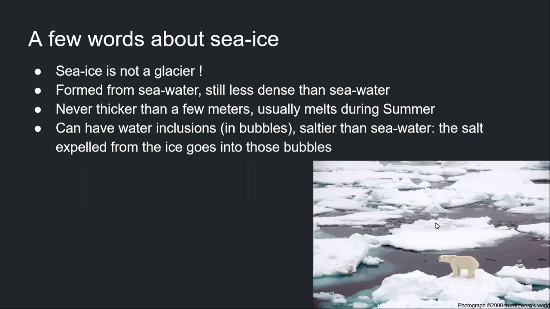And the very interesting process is that as sea ice is being formed, the water that freezes kind of expels some of its salt into the underlying layer of water, meaning that beneath all of these islands of sea ice, there is super salty water that's laying just below.